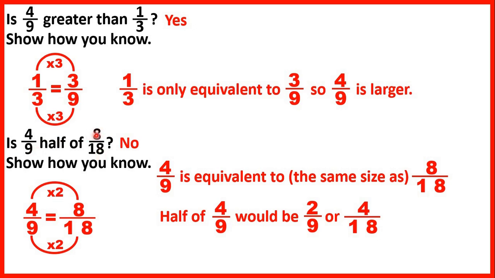Now it's true that if you find half of the numerator and half of the denominator, you can simplify 8/18 to 4/9, but simplifying fractions, even with division, isn't really dividing fractions. It's finding equivalent fractions, so finding fractions that are of the same size.